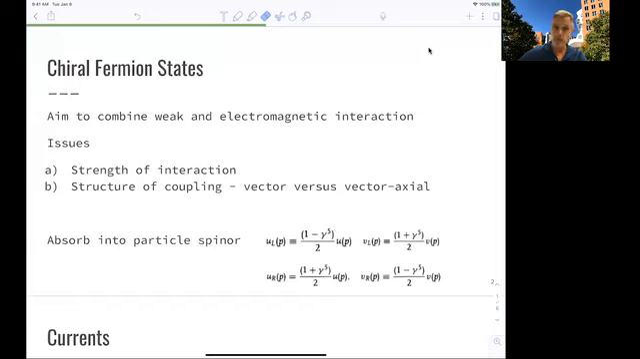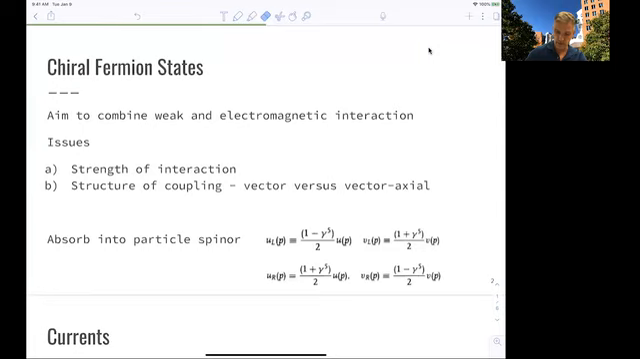So one way to mitigate this problem is to simply absorb this 1 minus gamma 5 term in the definition of the particle spinors. And I have to warn you, this is a little misleading, and I think that led also to some of the confusion we had in the class before. So what we're doing here simply is we take our spinor and we project out with the 1 minus gamma 5 term what the left-handed component of this spinor is.